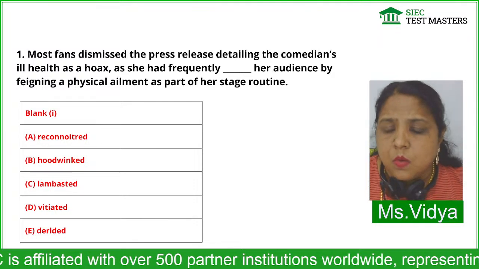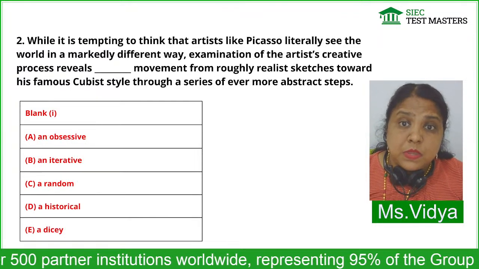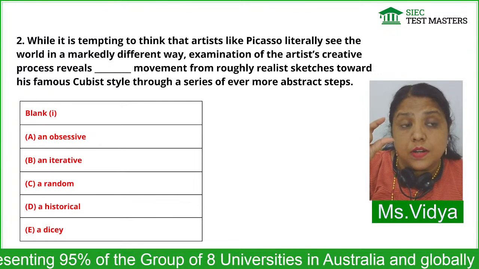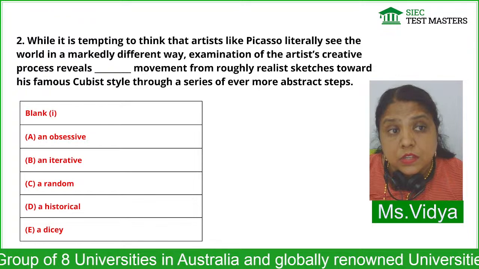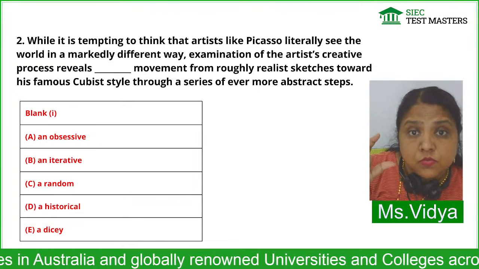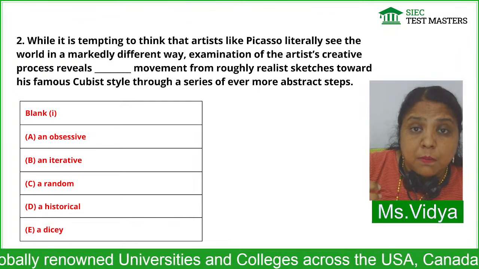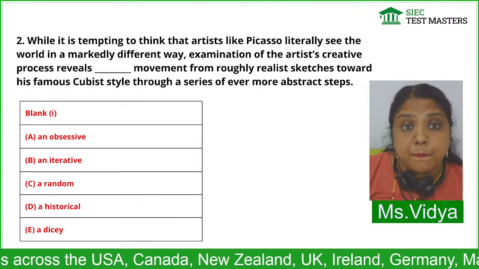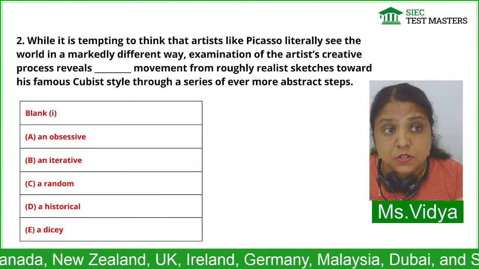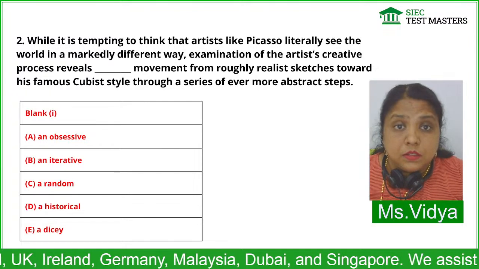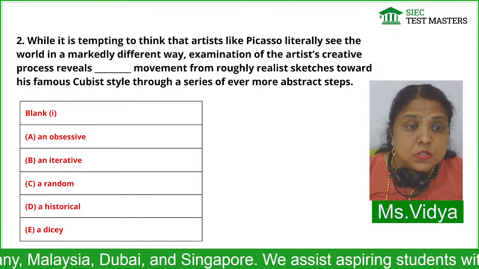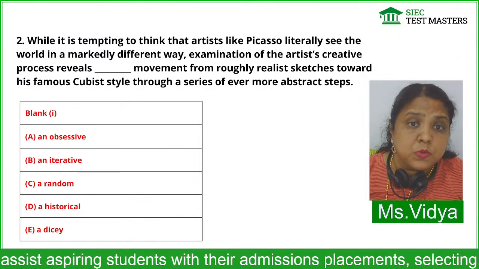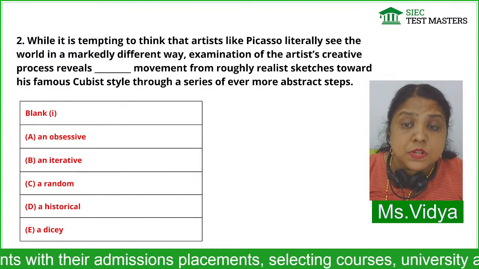While it is tempting to think that artists like Picasso literally see the world in a markedly different way, while is a contrast word. While he's reading the newspaper, she is cooking in the kitchen. So different activities. While is used for comparison. So we think artists like Picasso see the world in a markedly different way. That means they don't see it in a different way. Next, what I'm going to get is, while is there, no? That's why: examination of the artist's creative process reveals a blank movement from roughly realist sketches towards his famous cubist style through a series of ever more abstract steps.